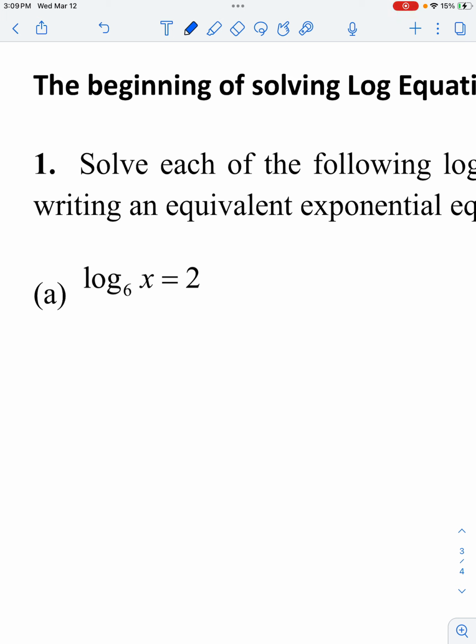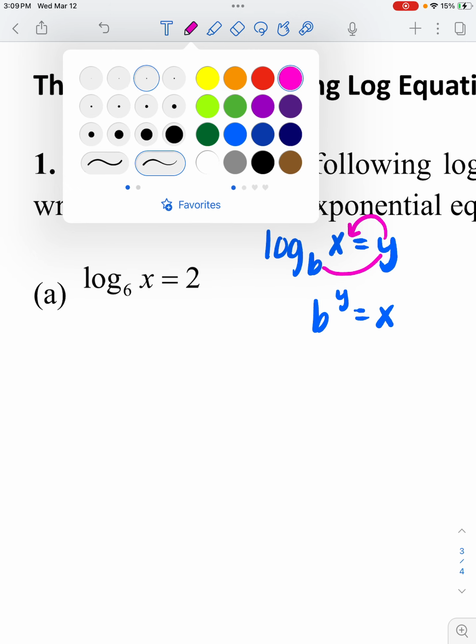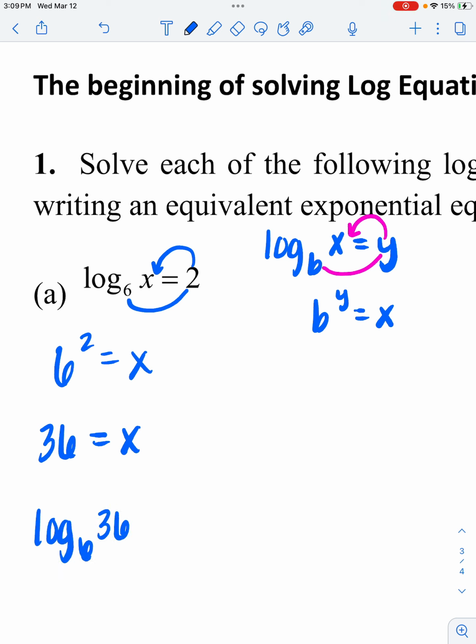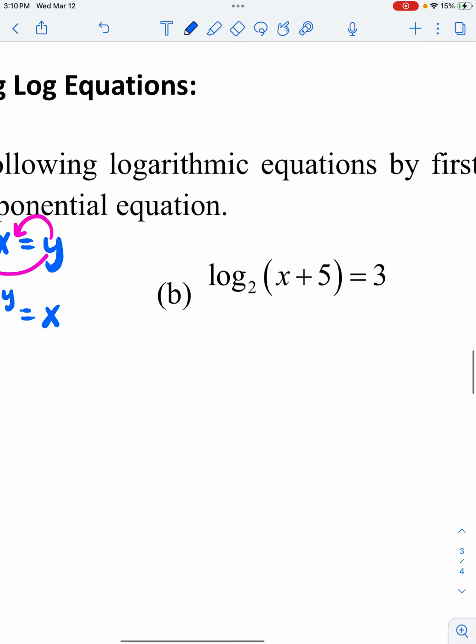We know that for any log, if you have log base b of x equals y, you could write this as b^y = x, because any base to an exponent equals the argument. So we're going to take that same idea, that any base to an exponent equals the argument. So 6^2 = x. This should make sense, that I know that log base 6 of 36 equals 2, because 6 squared is 36. So I'm rewriting this log as an exponential equation.